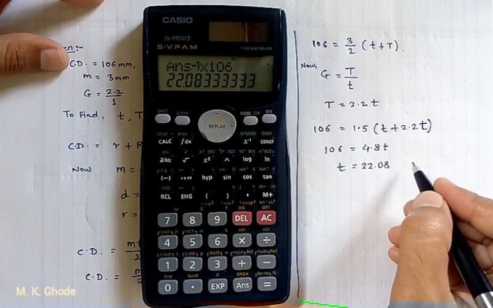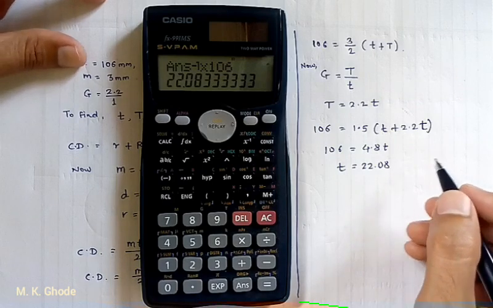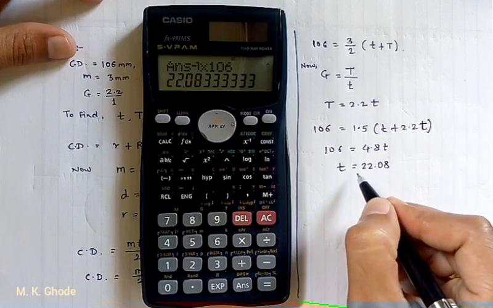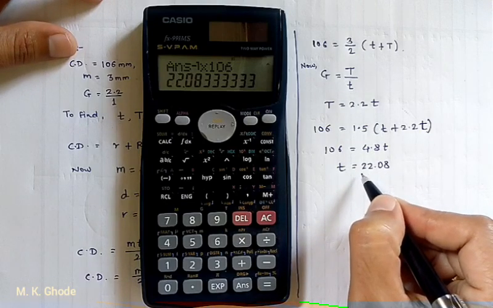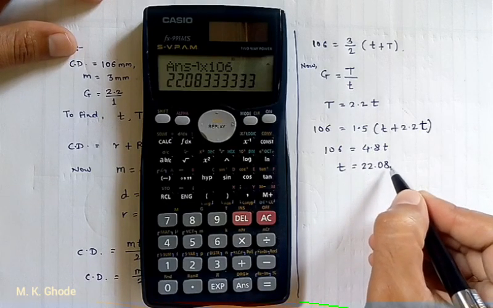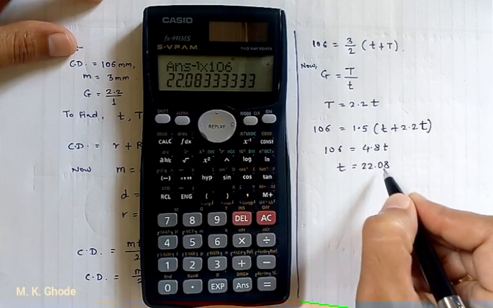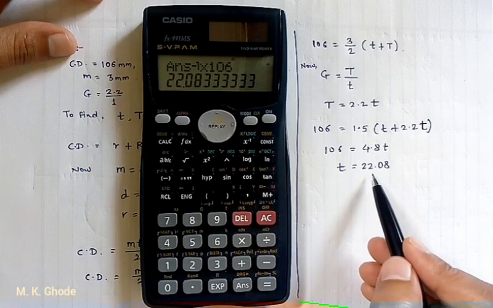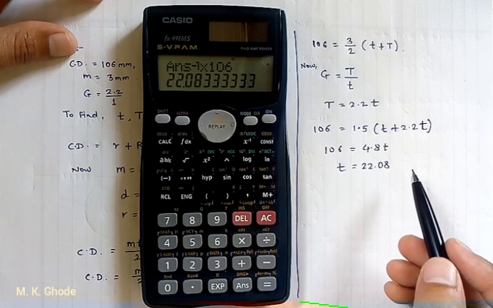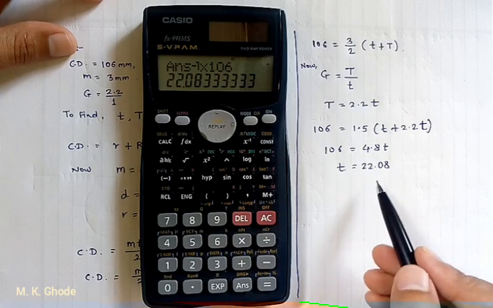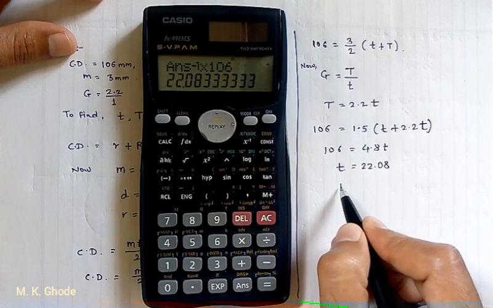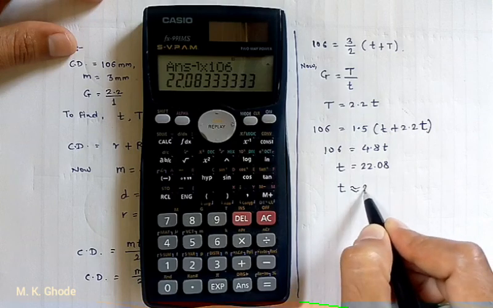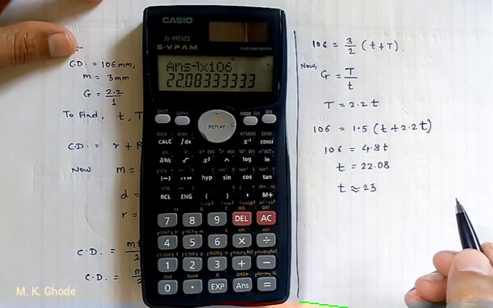This is the value of small t, but it is not possible to manufacture teeth with a fraction. Means we need to round off this value. Either we will need 22 teeth or we will need 23. So we need to round off this value. So let us round small t off to 23.